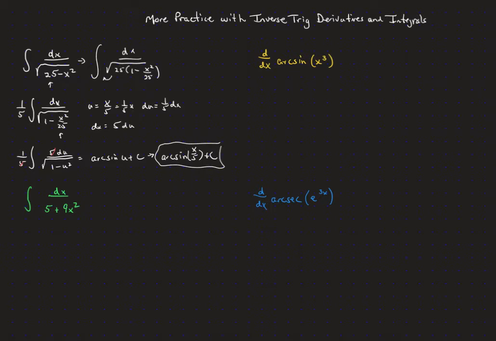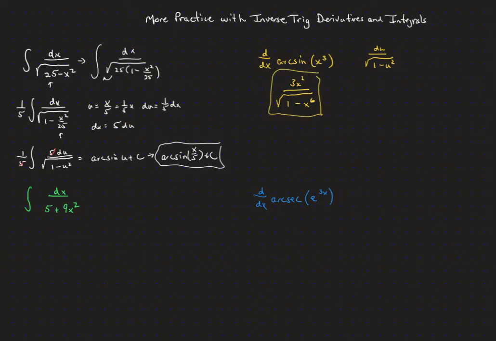On the next one, we're taking the derivative, so we're going to get du over the square root of 1 minus u squared. That's what we get for the derivative of an arcsine. So the derivative of x cubed is going to be our du. There's 3x squared, and it's going to be over the square root of 1 minus x to the third squared. We multiply the exponents, so that's going to be an x to the 6th.